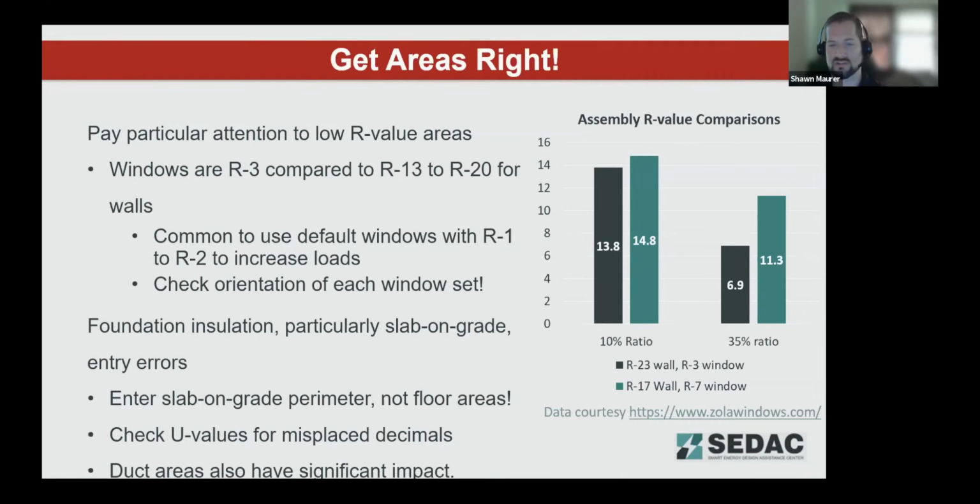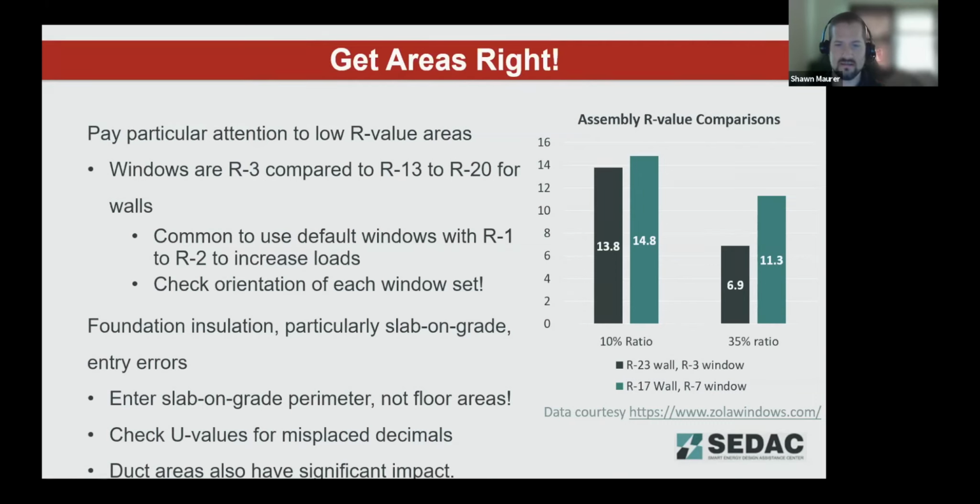What we're showing here is just a comparison from window entry into a Manual J for different assemblies. The first assembly, in the darker green, is an R23 wall with an R3 window, kind of your typical performance for a window at a 10% window to wall ratio. And the light green is an R17 wall with an R7, really high performance triple pane window, which probably has some argon fill or another inert gas in it. So those are going to be really high performance windows.